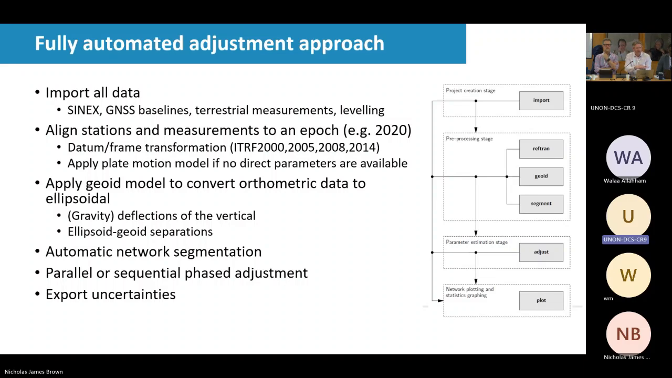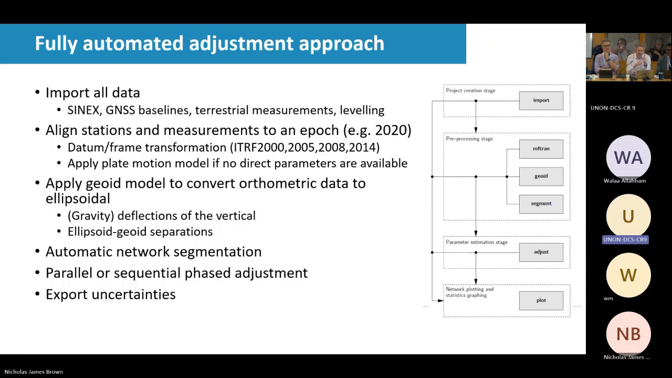In cases where you don't have the transformation parameters, it falls back to using the ITRF plate motion models. So there are some that have been developed that work at a global scale. They're not as accurate as local ones you may develop, but there are global models out there to transform your data into a consistent epoch.